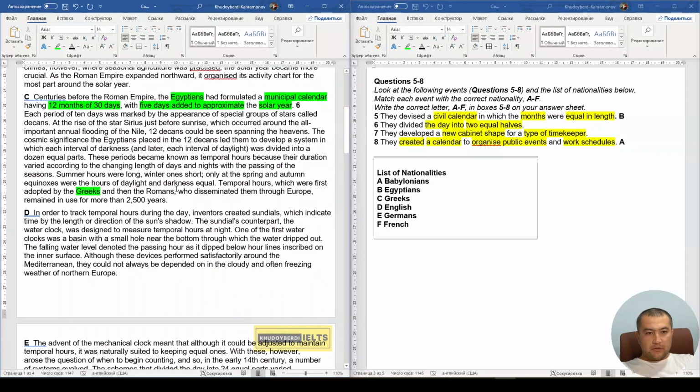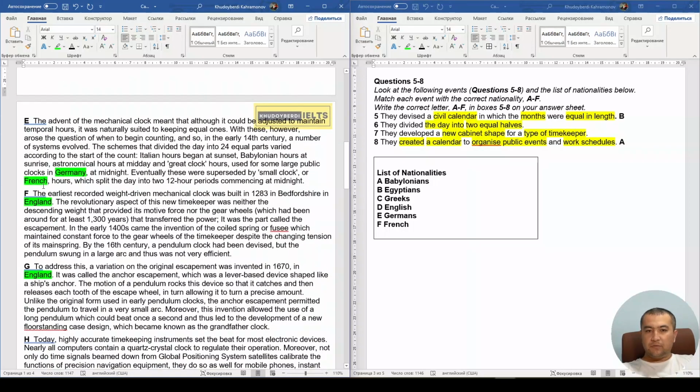All right. So temporal hours, which were first adopted by the Greeks and the Romans, who disseminated through Europe, remained in use for more than 2,500 years. Right? So we have they divided day into two equal halves, and they developed a new cabinet shape for a type of timekeeper. However, if you just paid attention to the word Greeks, we don't have such information given here, which means we should omit this word, right?